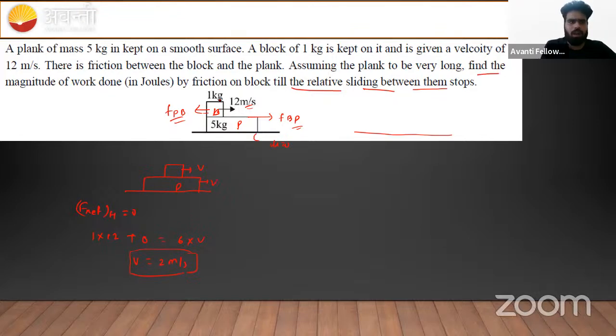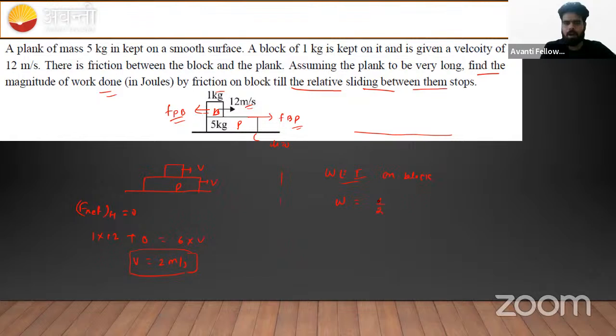In this question, it is asked about the work done by the friction. What is the meaning of it? If we apply the work-energy theorem on the block, only the friction force is acting here. The work done by the friction force is nothing but the change in kinetic energy. Work equals the change in kinetic energy.